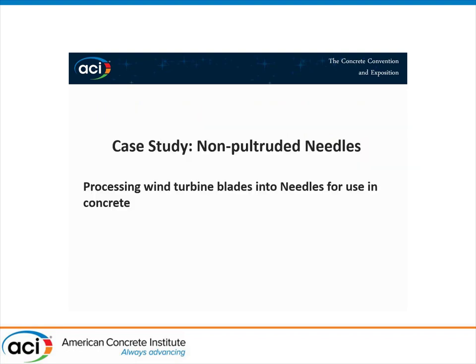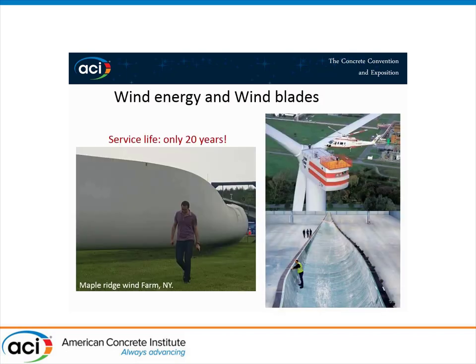All right, the second study is about non-pultruded needles. Again, motivation for us was managing waste, managing GFRP waste. And we basically cut up wind blades into needles, as you may know, most wind turbine blades are made of GFRP.